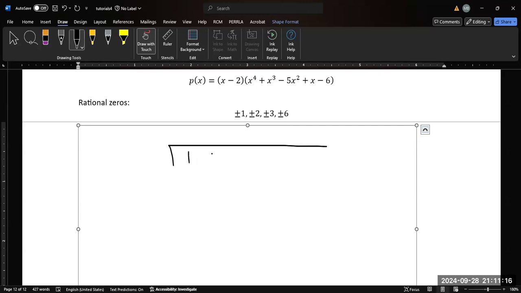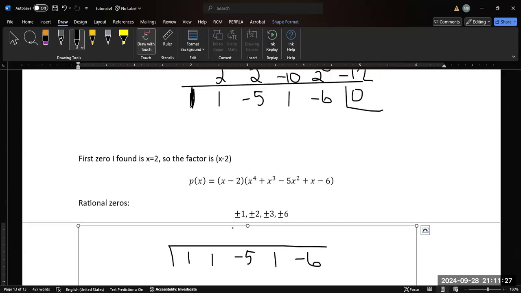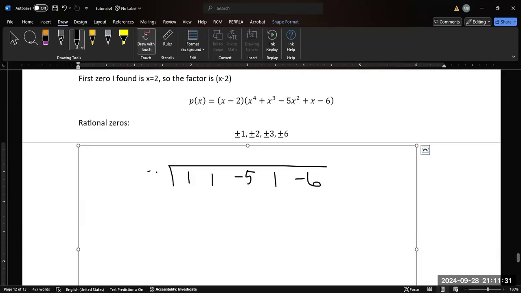So 1, 1, -5, 1, and -6. And I'll just scroll back up just to double check. 1, 1, -5, 1, and -6, just in case I screwed up someplace. And we'll try 2 again.